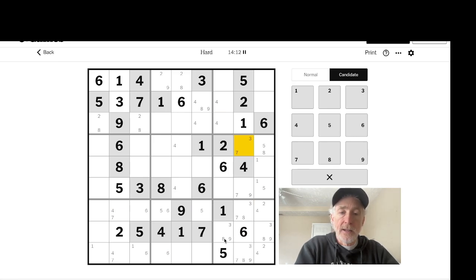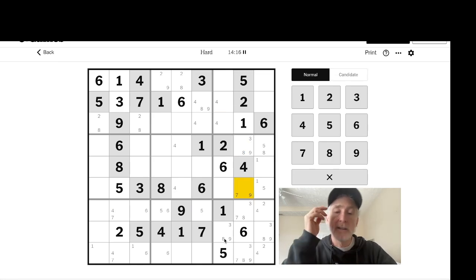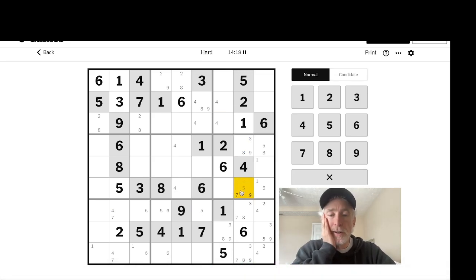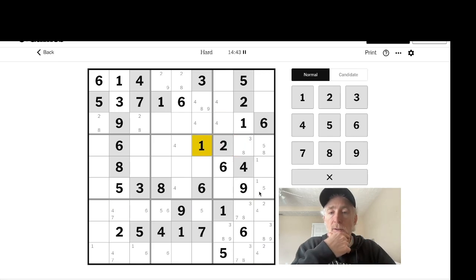3, 7, 8, 9. Oh, it can't be a 7. Remember, the 7's point. Actually, the 7's pointing is very helpful here. Let's just double check. This is down to a 7, 9. So, yeah, 1, 2, 3, 4, 5, 6. Can't be 7. Can't be 8. Has to be a 9. All right. Okay, so 9 now.